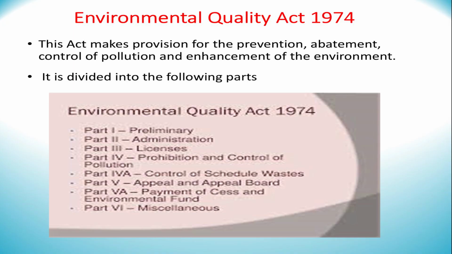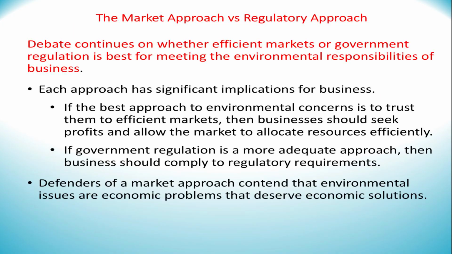The Environmental Quality Act 1974 aims to prevent pollution and enhance the environment. It is divided into several parts, covering administration, licenses, pollution control, waste management, appeals, and environmental funds. The debate between market and regulatory approaches continues. Each has implications for business.